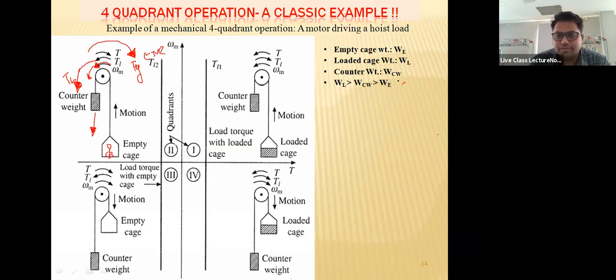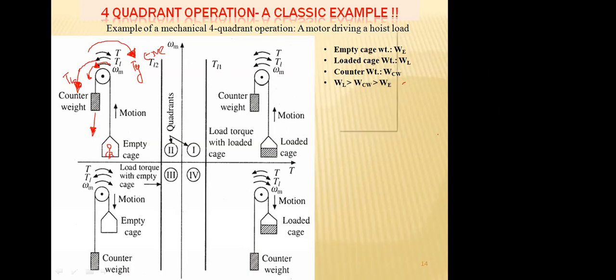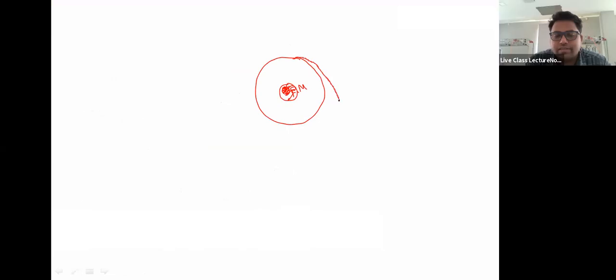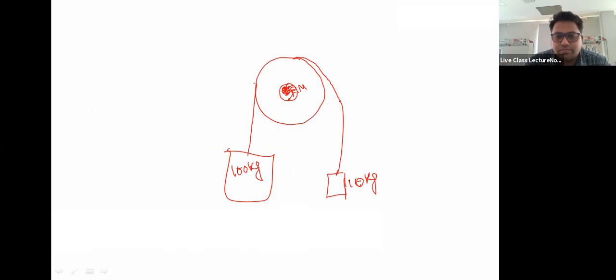Just a second, let me take a separate window. You will understand. Say this is the pulley, right? This is the prime mover. The motor is attached here with the shaft, right? Now, when this is empty, say 10 kgs, and this is 100 kgs of the counterweight, what is happening? If you do not restrict this, what will happen? It will speed upwards and it will speed downwards, right?